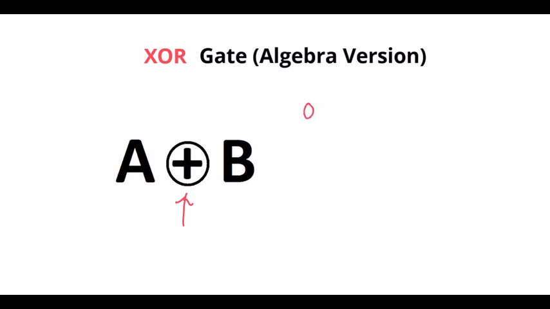So if we have 0 input plus a 0 input, then our output would be 0. If we had an input of 1 plus an input of 0, then our output would be 1. If we had an input of 0 plus an input of 1, then our output again would be 1. And if we had an input of 1 plus an input of 1, then that would give us an output of 0.